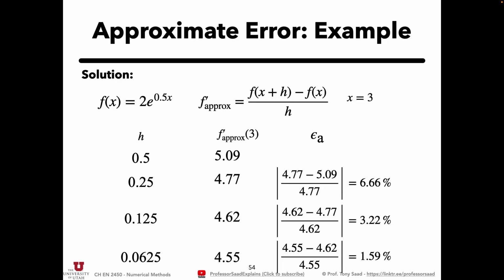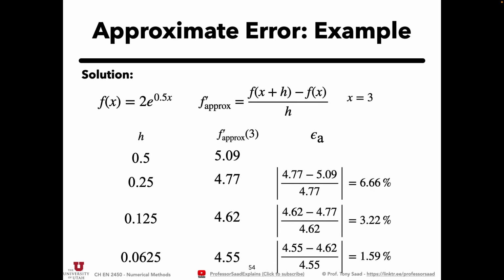Can you identify a pattern here in the error? For each value of h, I'm cutting it by half, from 0.5 to 0.25 to 0.125 to 0.0625, right? What happens to the error? From 6 to 3 to 1.5. I'm cutting h by half, and the error is also being cut by half.